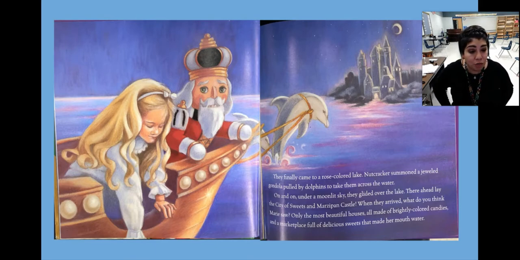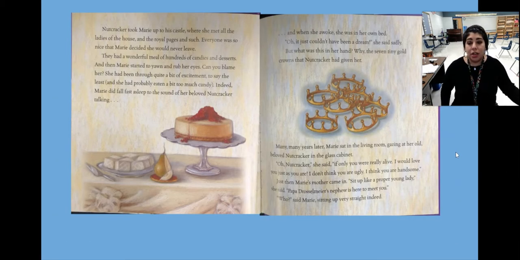Only the most beautiful houses, all made up of brightly colored candies, and a marketplace full of delicious sweets that made her mouth water. Nutcracker took Marie up to his castle, where she met all of the ladies of the house and the royal pages and such. Everyone was so nice that Marie decided that she would never leave.